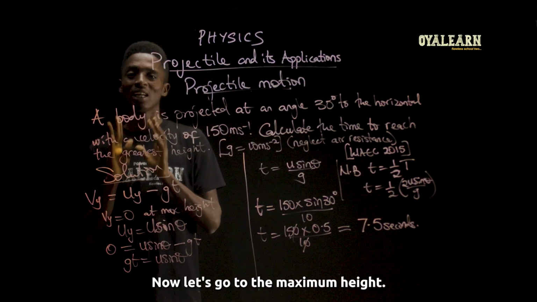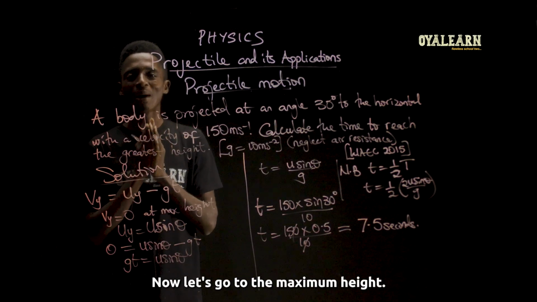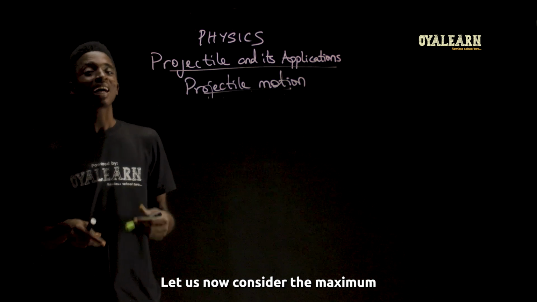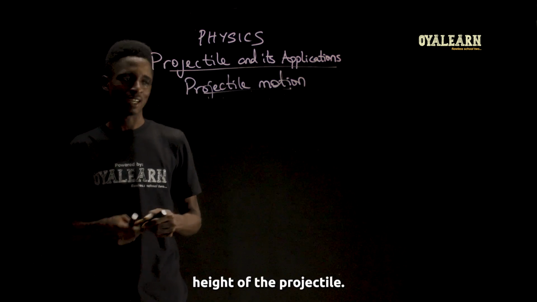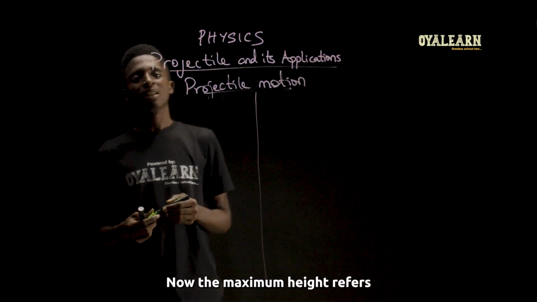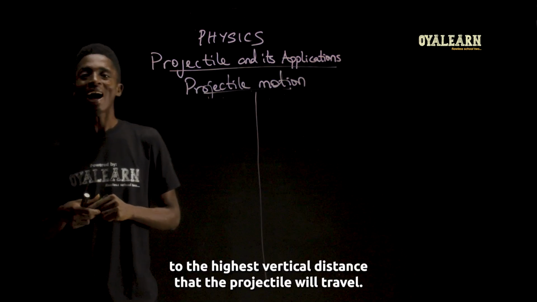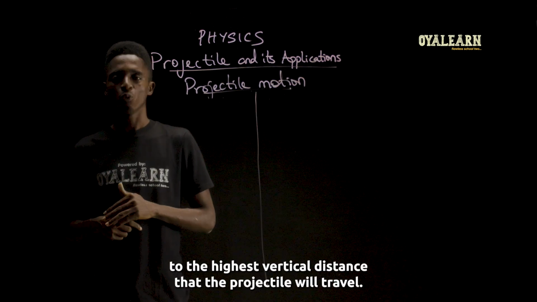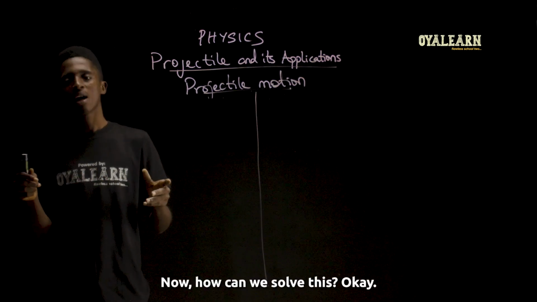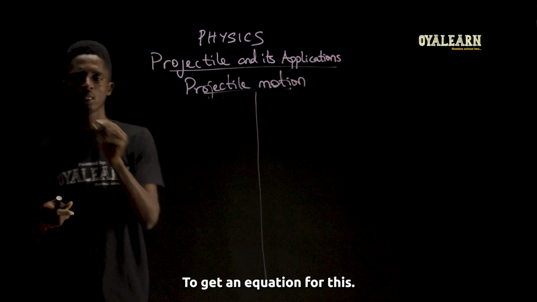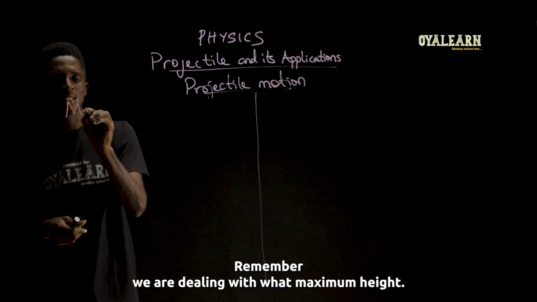Thank you so much. Now let's go to the maximum height. Let us now consider the maximum height of a projectile. The maximum height refers to the highest vertical distance that a projectile will travel. Now, how can we solve this? To get an equation for this, remember we are dealing with maximum height.